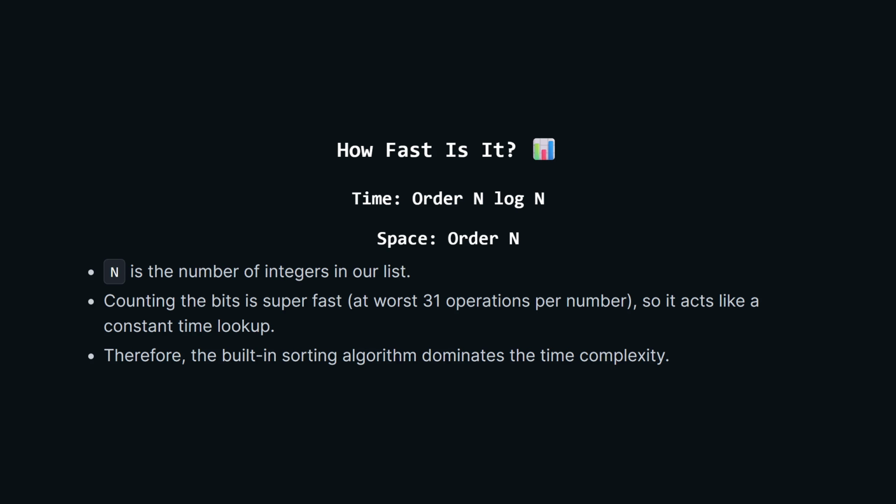Let's talk about performance. The time complexity is big O of n log n, where n is the length of our list. You might think counting the bits would add a lot of time, but because numbers in computers have a fixed maximum size, like 32 bits, counting them takes a tiny, constant amount of time. So the speed is entirely decided by the language's sorting algorithm. The space complexity is order n, which is just the memory needed by the sorting process under the hood.